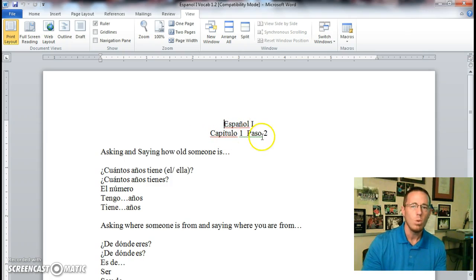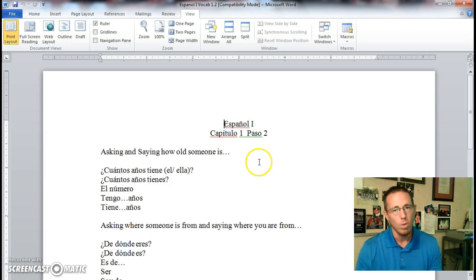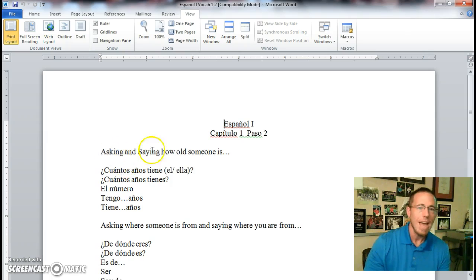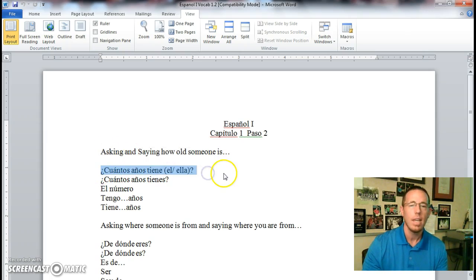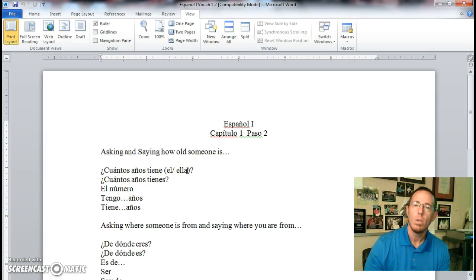Español 1, capítulo 1, paso 2, section 1.2 if we're speaking in English. Asking and saying how old someone is. First question phrase is ¿Cuántos años tiene él? Or ¿Cuántos años tiene ella? So ¿Cuántos años tiene él? Asks how old is he? ¿Cuántos años tiene ella? Is how old is she?